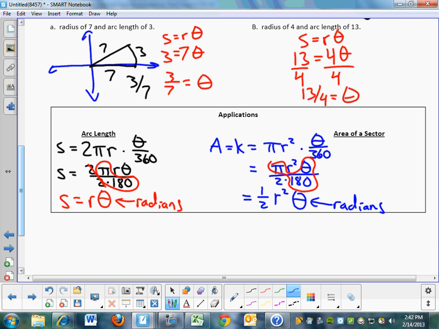What? Theta represents the angle measure in degrees. Yeah.